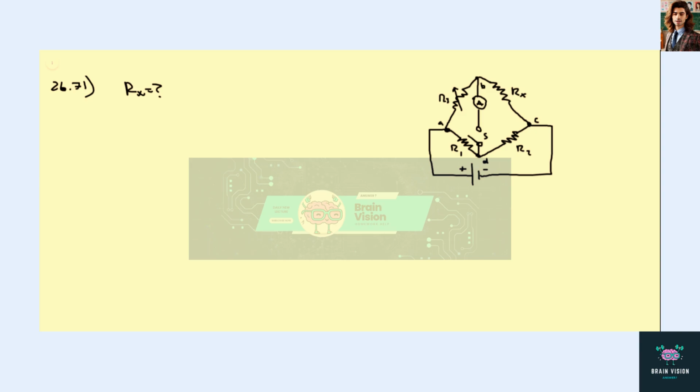One of these, R3, is a variable resistor which is adjusted so that when the switch is closed momentarily, the ammeter shows a zero current flow. So part A, determine Rx in terms of R1, R2, and R3.